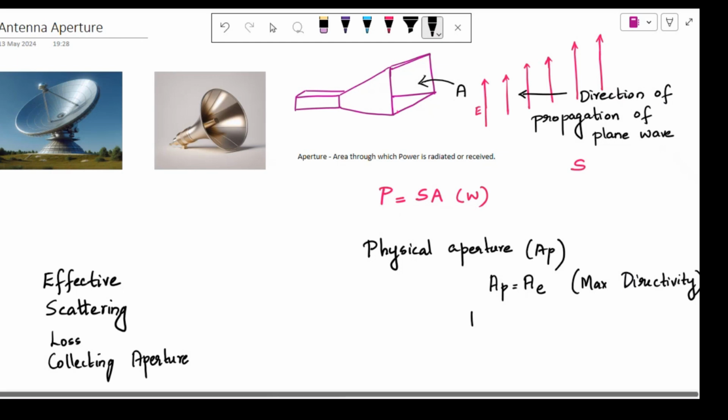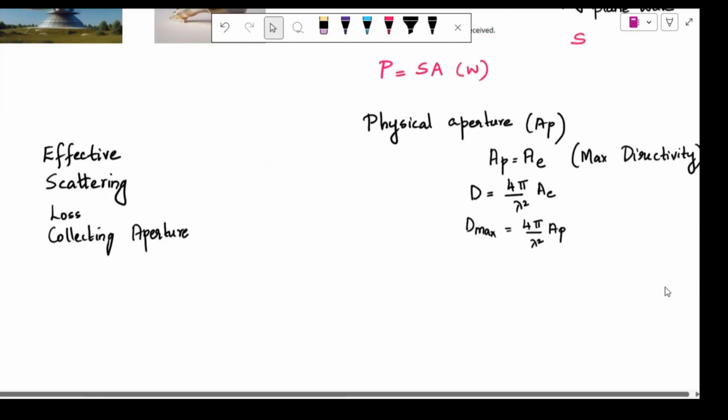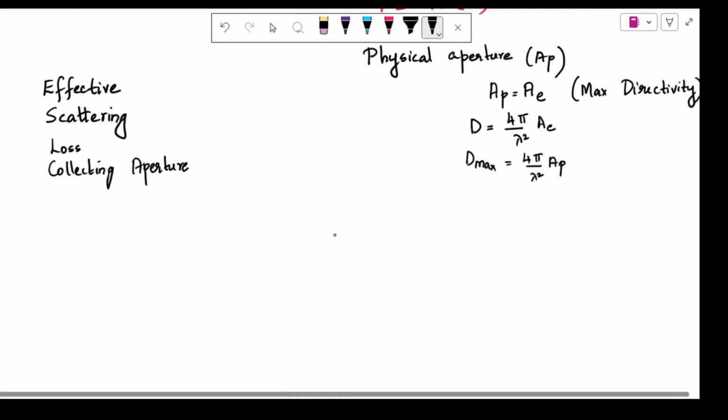And of course, the directivity is given by the formula 4 pi by lambda square into AE. Similarly, if you are considering the maximum directivity, you could write this as 4 pi by lambda square into the physical aperture. This is how you obtain the maximum directivity.